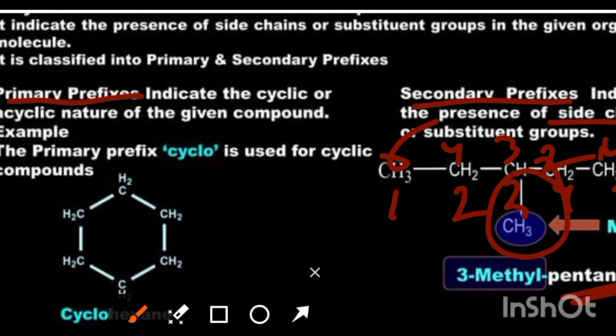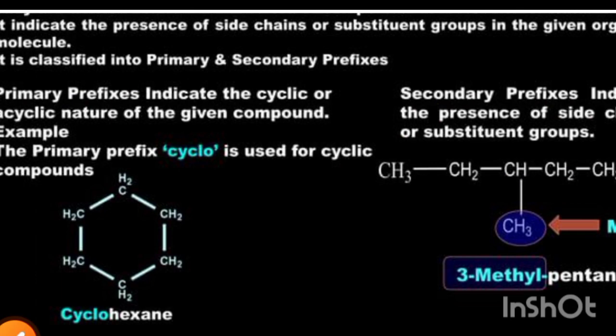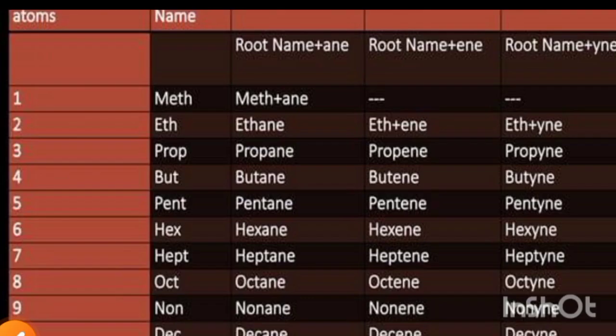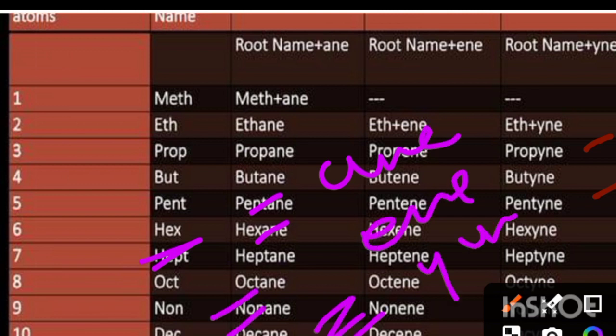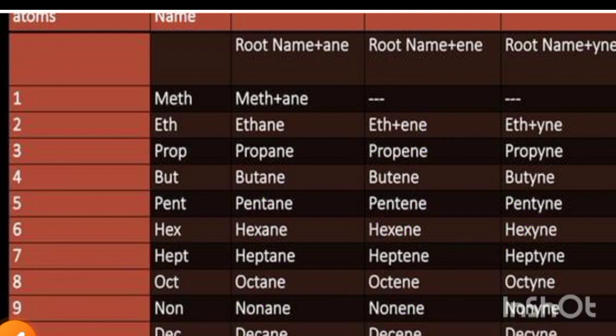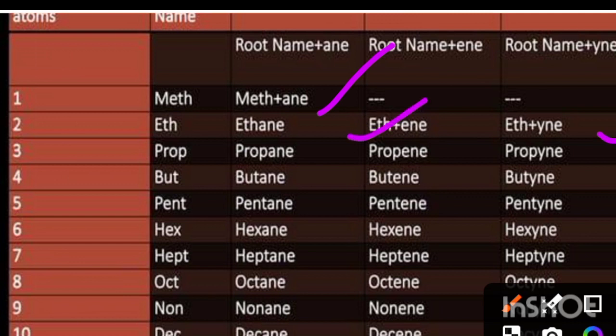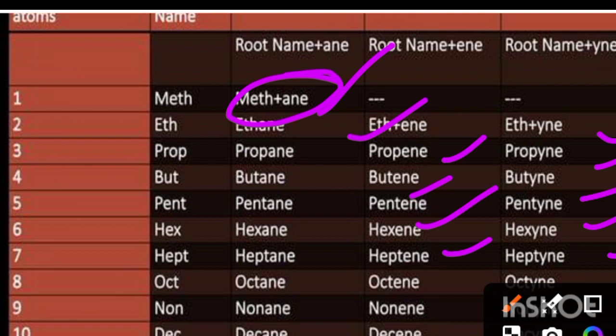Now primary suffix indicates what? Primary suffix means it is used in the suffix form. Means if cyclo is used, it will be used in the suffix form. Now next, see what would be the root word used with the help of suffix. If single bond, then ane will be used, double bond ene, and triple bond yne will be used. Now it is given in the case of methane, ethane, ethene and ethyne, propene, propyne, butene, butyne, pentene, pentyne, hexene, hexyne. Methane means one carbon atom. You know that only when two carbon atoms are present, then triple and double bond will exist, so that those carbons have to fulfill their tetravalency.